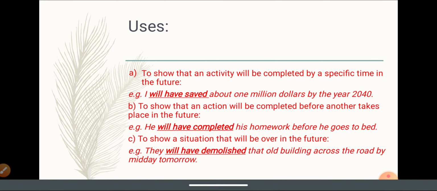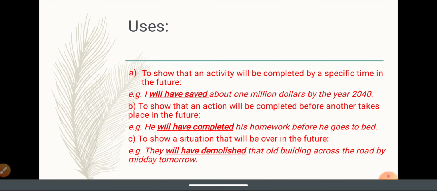In the uses of future perfect tense, first is to show that an activity will be completed by a specific time in the future. So it is expected that at some time in the future, some activity will be found completed. Like I will have saved about $1 million by the year 2040. So this is an expectation of completing the task of saving up to the time 2040.